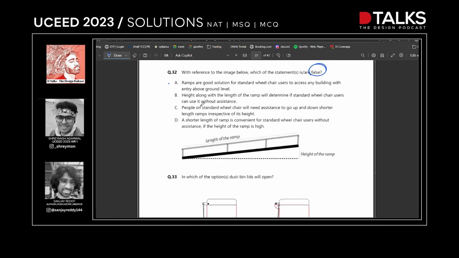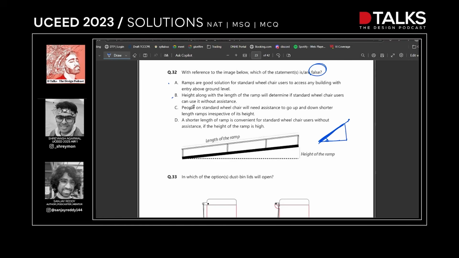Option B. Height along with the length of a ramp will determine whether standard wheelchair users can use it without assistance. If it is too steep, the steepness is determined by the length and the height, trigonometry. If it's too steep, people won't be able to use it without assistance. So B is also correct.